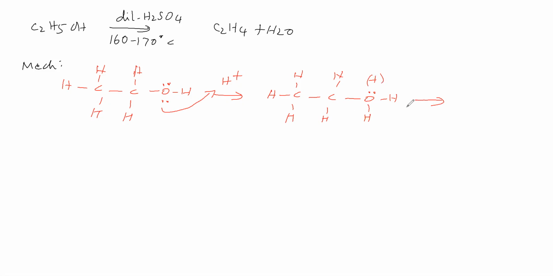Next, what is happening? This bond is shifting. Therefore we get CH3CH2 plus. Next step, this H plus is leaving, so this bond shifts like this and we get ethylene. What is leaving is H plus. Another possibility is like this: H plus is leaving, therefore we get ethylene.